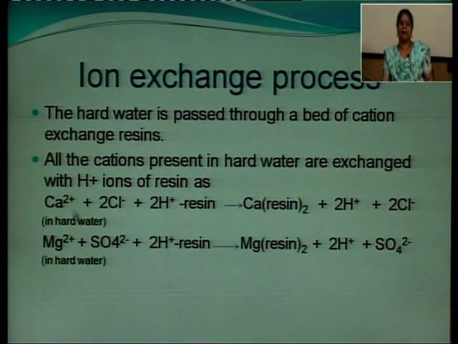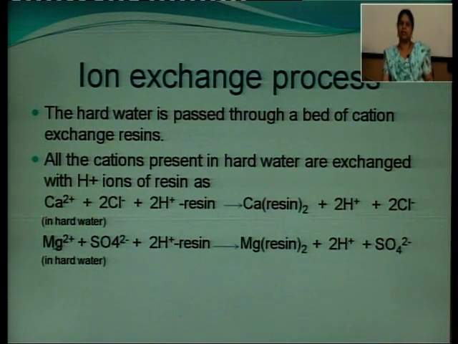Now, these are the chemical equations for the ion exchange process. Hard water is passed through a bed of cation exchange resins first. When we pass hard water through cation exchange resins, all the cations like calcium, magnesium or other metals are exchanged by H ions. Now, the water which comes out from the cation exchange resins is then fed to the anion exchange resin.